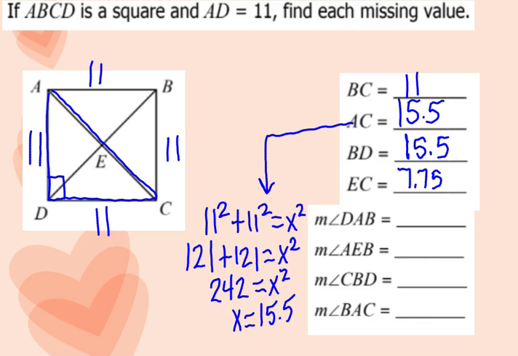And now we're just looking for what angles they want. Angle DAB is this corner guy, which is 90. AEB, in the middle, it's 90. CBD. 45. BAC. 45. Yep. Good job, guys.